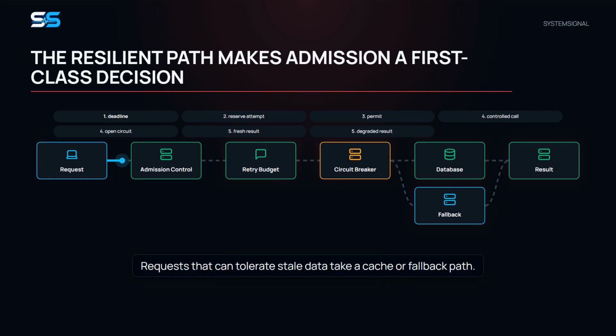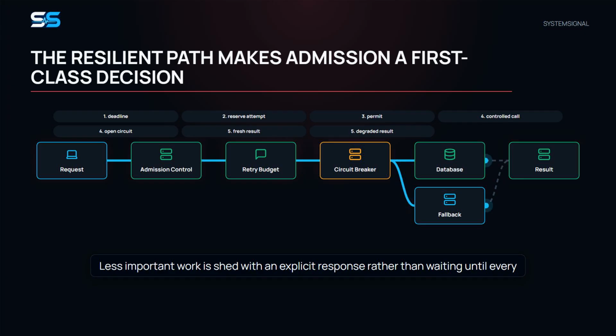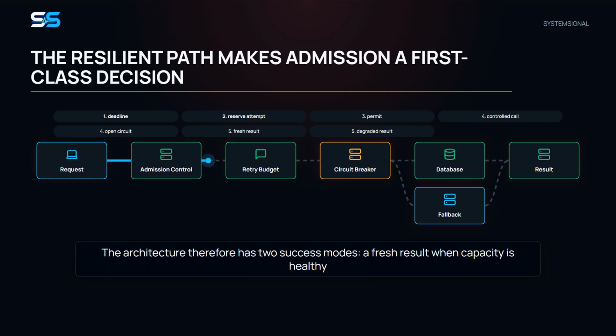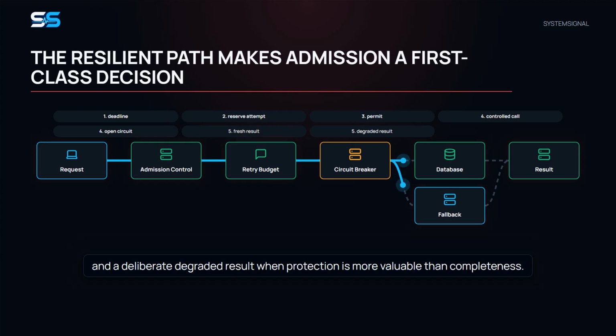Requests that can tolerate stale data take a cache or fallback path. Less important work is shed with an explicit response rather than waiting until every resource is exhausted. The architecture, therefore, has two success modes: a fresh result when capacity is healthy, and a deliberate degraded result when protection is more valuable than completeness.